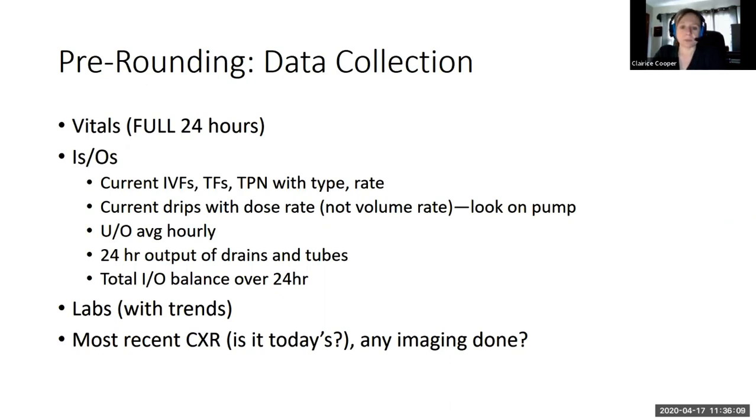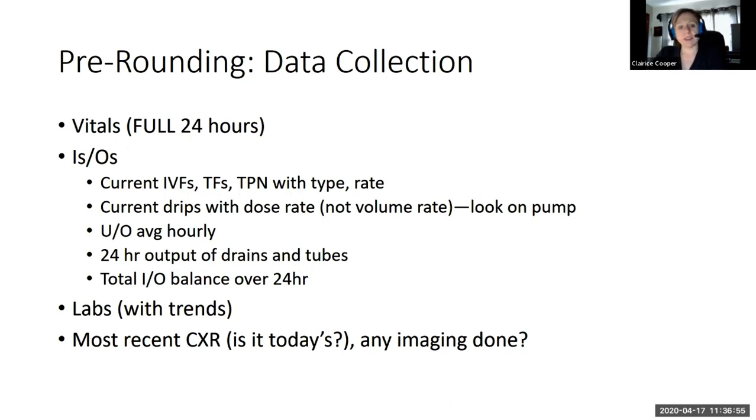And while the volume totals do make a difference in terms of their I's and O's, as far as the rate goes, the actual dose rate is what we're interested in that we consider on rounds. So for example, the mcg per minute would be what we functionally need to know, not milliliters per minute or hour, because that can vary by patient. You'll want to know their average hourly urine output. For adults, that's usually all you need to really know. For kids, you need to break that down by kilogram.